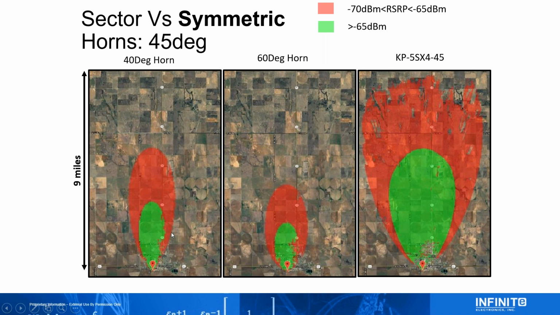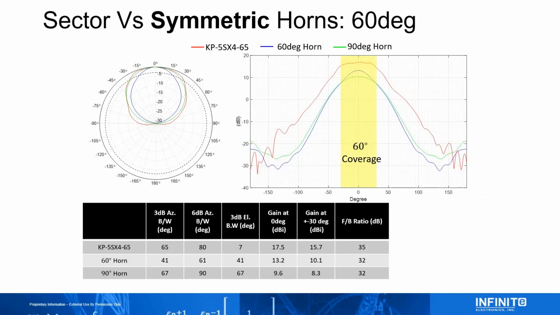Especially this 40-degree horn. I did the same comparison with the 60-degree sector and the 90-degree horn. It's the same story over again. I'll just keep it here for a bit so you can review it on your own with the recorded slides. But very similar patterns to the comparable 90-degree horn, which has the same beam width as the sector. But the gain is just so much better on the sector. And the front to back is also much better too, 3 dB better on average.